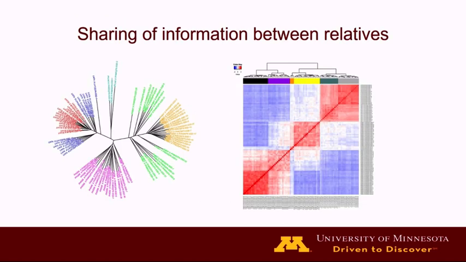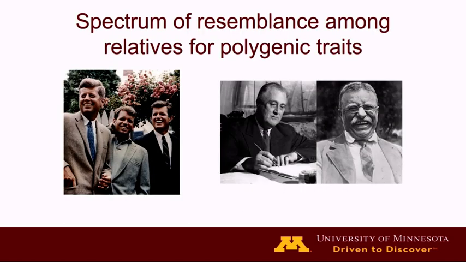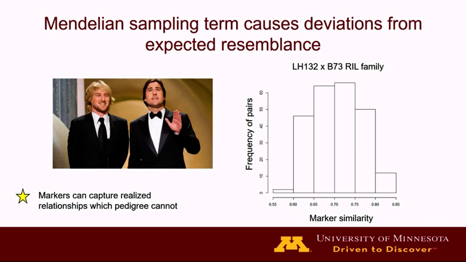So you're basically sharing information between relatives in this mixed linear model, right? And we know individuals in different populations are related to each other more or less than with other individuals. We have individuals with different pedigrees. And we know that for polygenic traits, individuals that are more related to each other than other individuals are going to resemble each other more for complex traits, right? But sometimes there are deviations from this expectation.